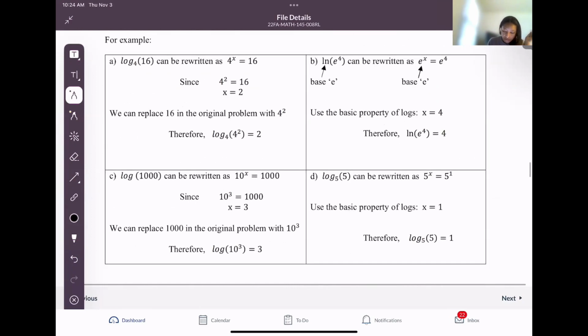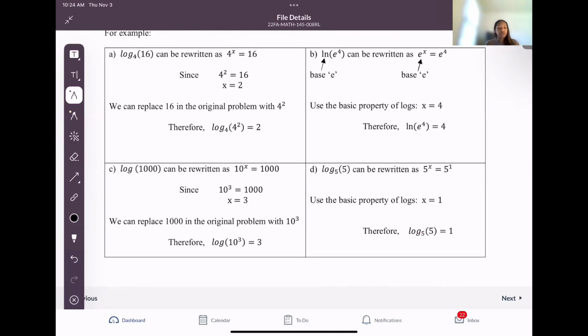All right, some examples of how this works are written here too. If we have log base 4 of 16, that can be written as 4 to the x power equals 16, and then we can solve the exponential equation. If we have ln of e to the 4th, that can be written as e to the x equals e to the 4th, and we can solve the exponential equation. So, again, these are inverses: solve exponential equations by writing in logarithmic form, solve logarithmic equations by writing in exponential form.